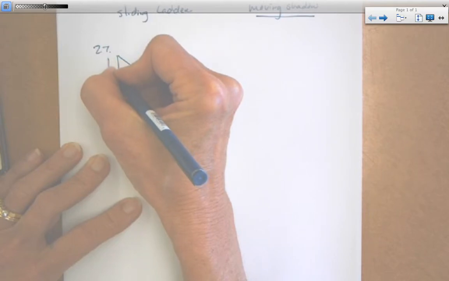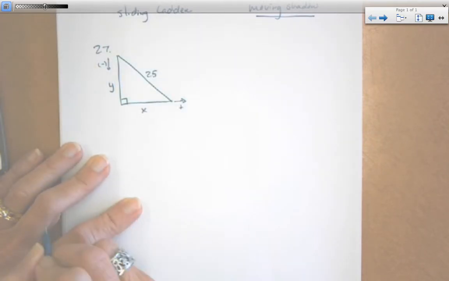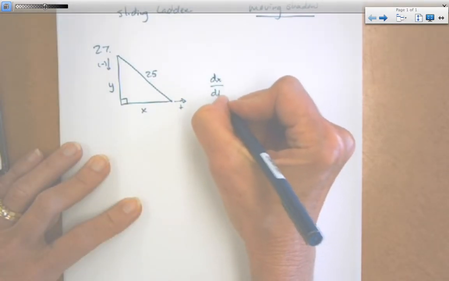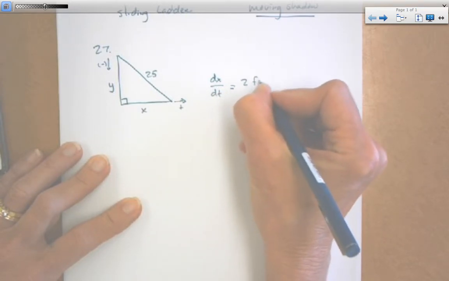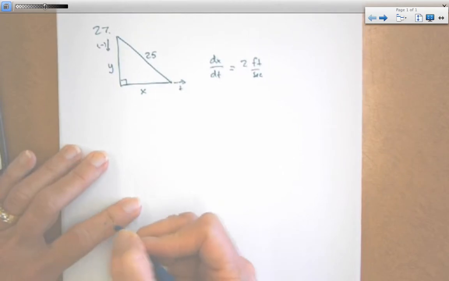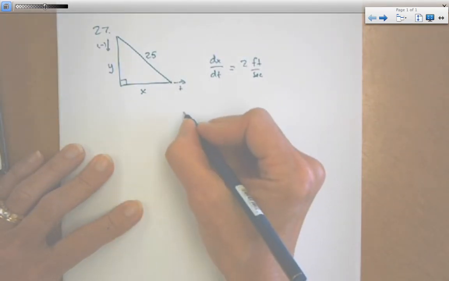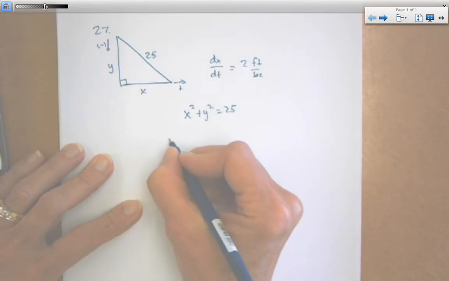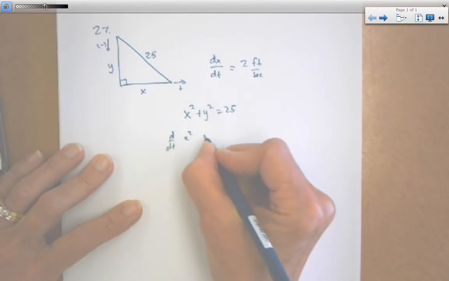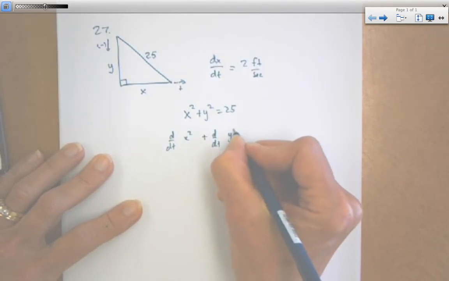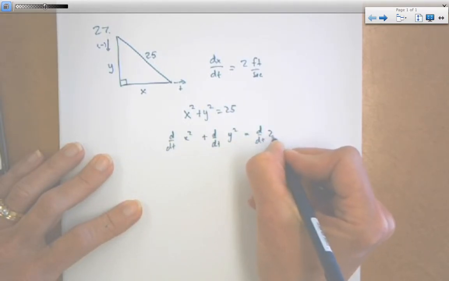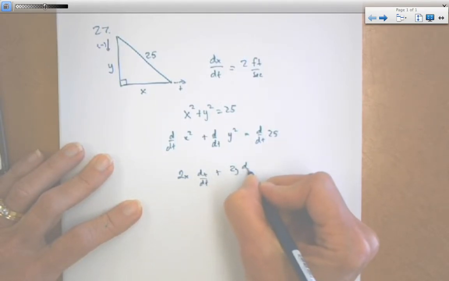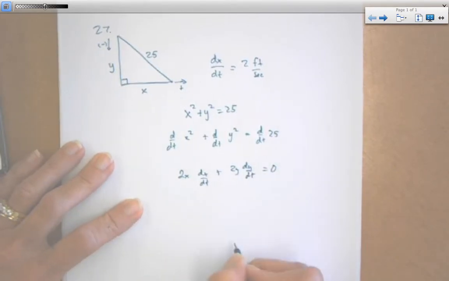The top of the ladder then is falling down the wall, and that is a negative direction, so keep that in mind. We've got the rate of change of x, the bottom of the ladder, with respect to time, is 2 feet per second. All right, so now we've got to make an equation, a relationship. We have a nice right triangle, x squared plus y squared equals 25. I'm going to take the derivative with respect to time. So that's 2x dx/dt plus 2y dy/dt equals 0.